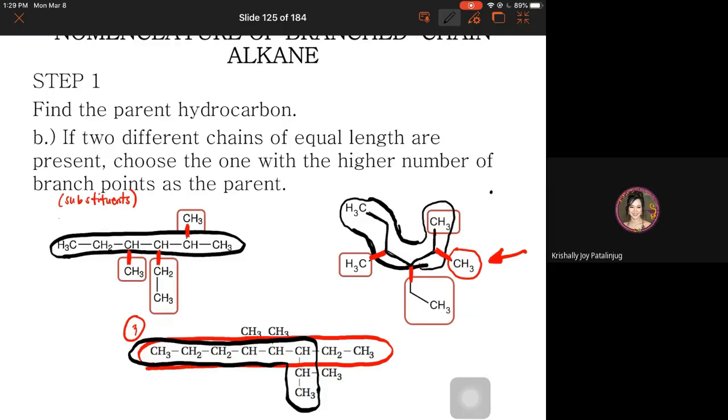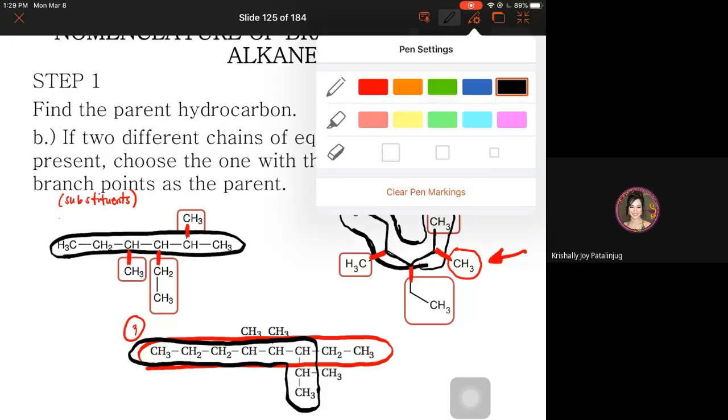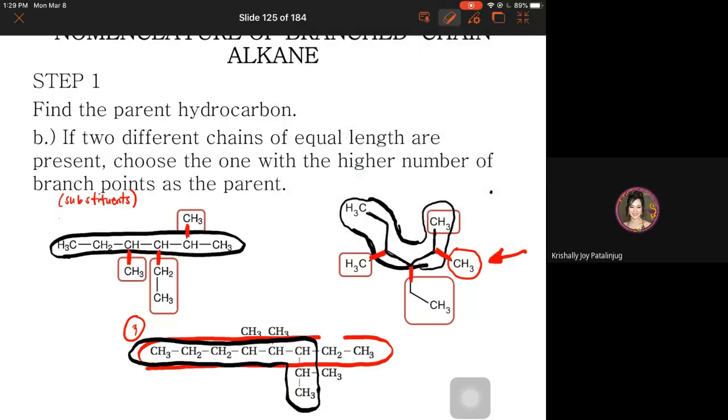But if you try to compare these different chains, isa dyan, mas marami yung anak niya, mas marami yung branch points, as a parent. Okay? So which do you think? The one highlighted black or red? Very good. The one highlighted na color black. Okay? So, erase natin yung red. Black. Okay, very good. So, that is how to find the parent.